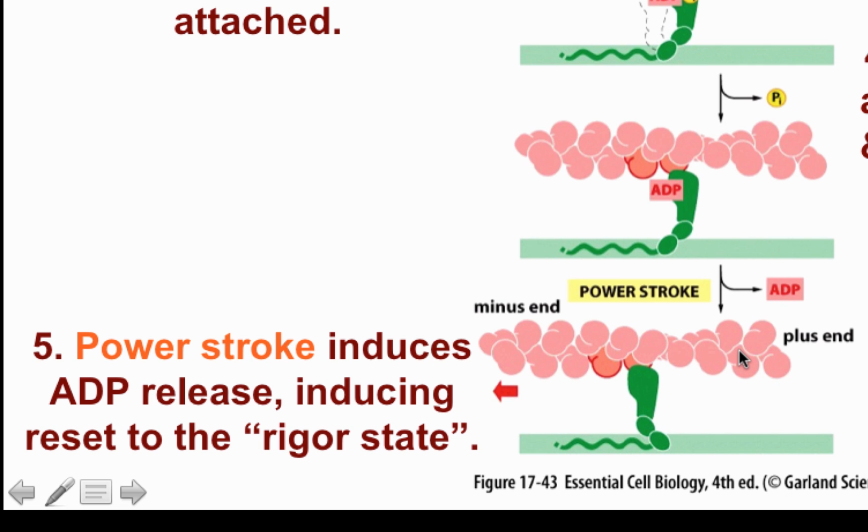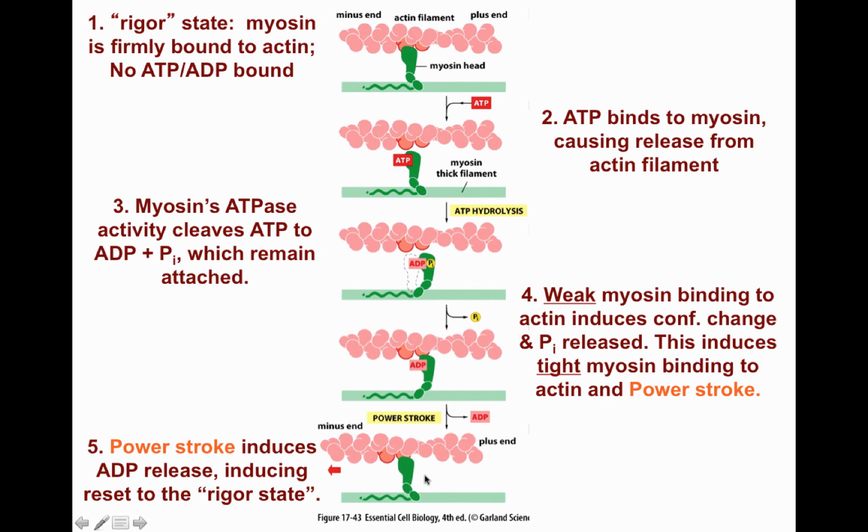That induces the release of ADP, and you have now reset the system back to the rigor state. That concludes one entire cycle. So the cycle of myosin binding to ATP, separating from the actin filament, hydrolysis of ATP into ADP and phosphate, as well as the induction of weak binding to the actin filament again at a different monomer position, and then the induction of the power stroke and release of ADP, gets repeated over and over again, allowing the myosin head to move towards the positive end of the actin filament. So now, because of all these events, the myosin head has moved towards the plus direction.